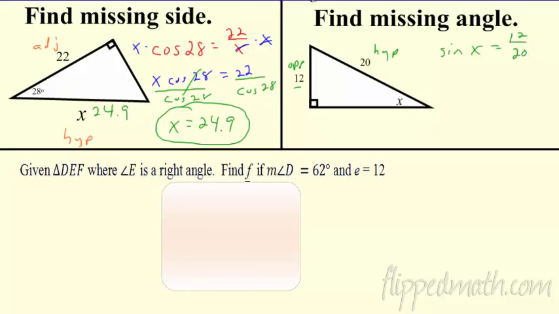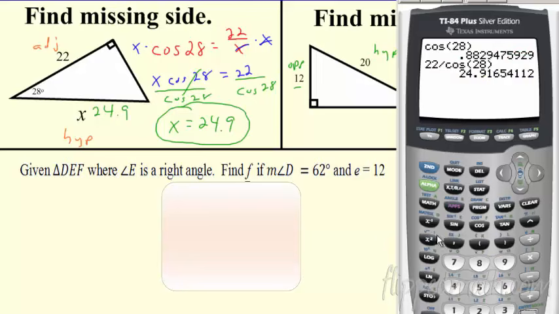So how do I solve that bad boy? Well, last time I didn't know the ratio, I knew the angle. Now I know the ratio and I want to know the angle. So what am I going to do? You're going to kind of do the opposite. We're going to take the inverse operation of this, of 12 over 20. That's going to equal x. So to put that in your calculator, let's clear that out.